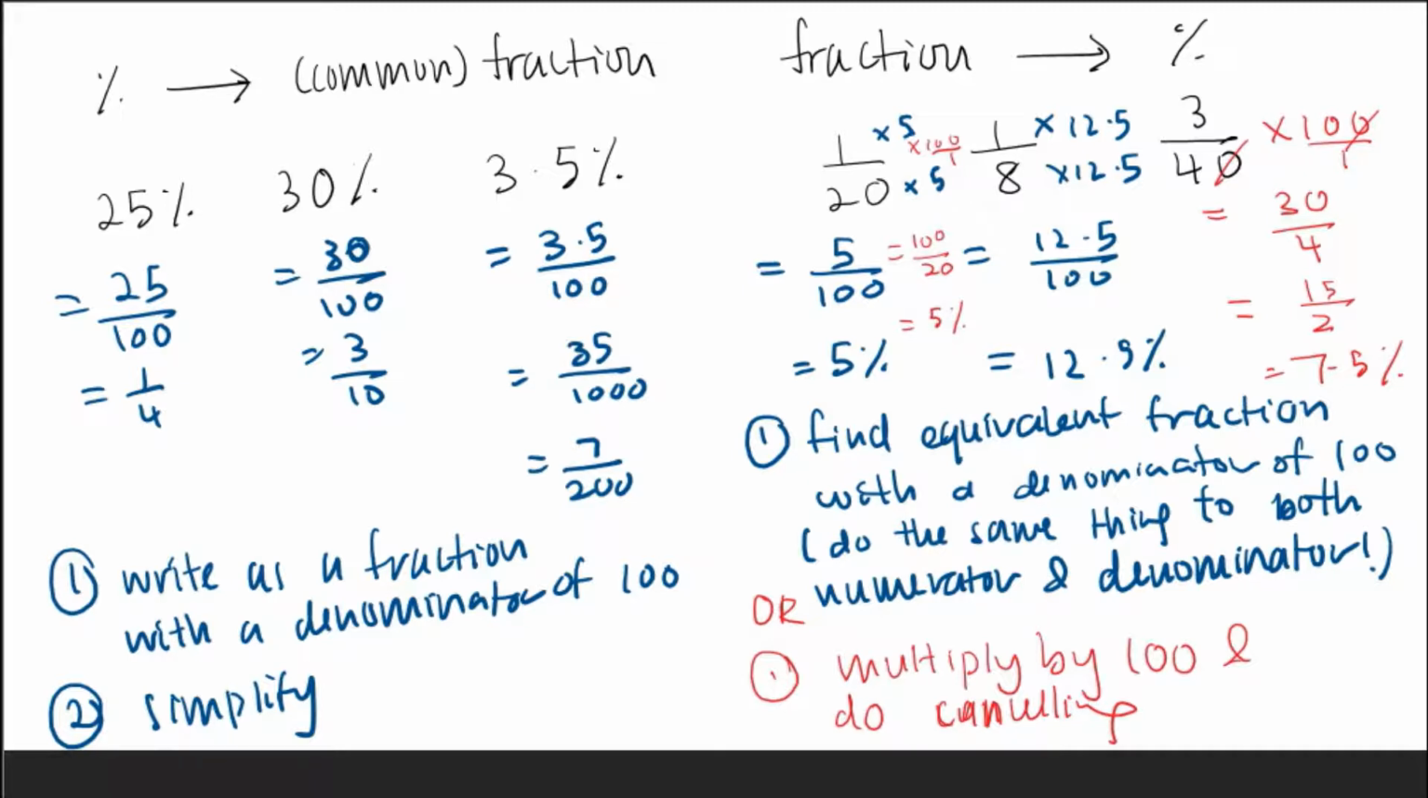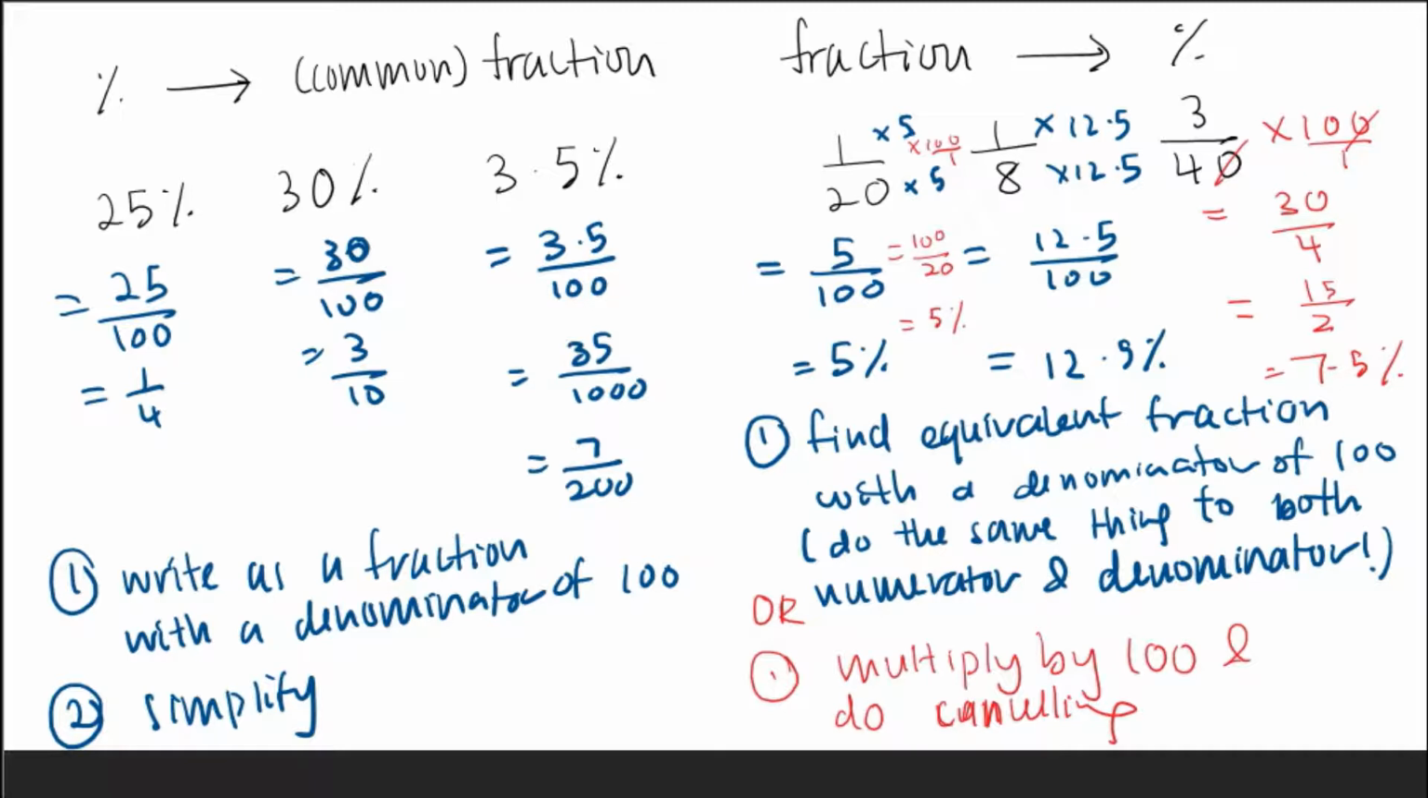There are 2 ways you can do it. First, you find the equivalent fraction with a denominator of 100. So like 1 over 20, you times by 5 top and bottom, you get 5 over 100, and there you get 5%. And then for 1 over 8, you times it by 12.5, since 12.5 times 8 gives you 100, and there you get 12.5 over 100, giving you 12.5%.